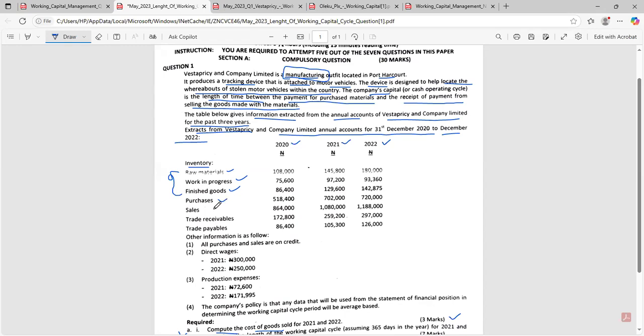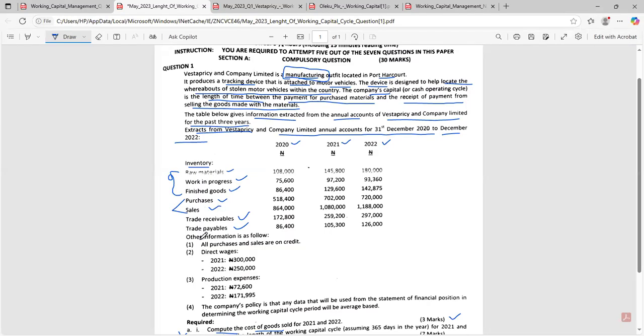We're also given purchases, sales, trade receivables, trade payables. Now, all these are balance sheet items, excluding purchases and sales. The rest are balance sheet items. So they are giving us figures for the balance sheet and figures for the profit and loss account.